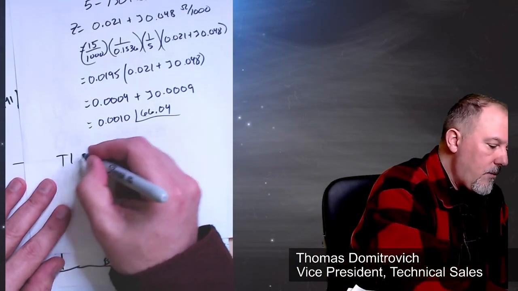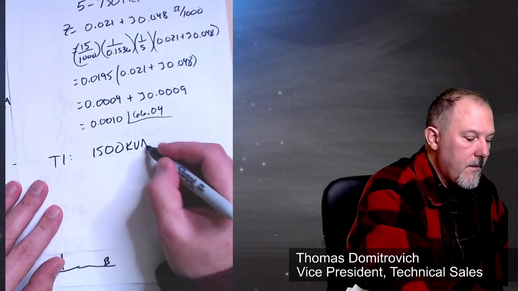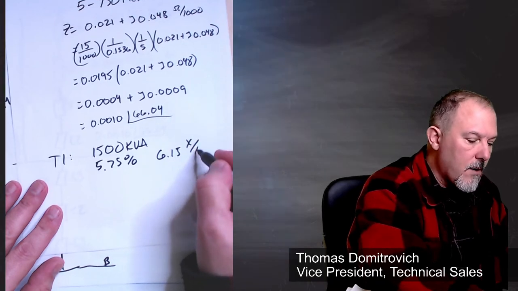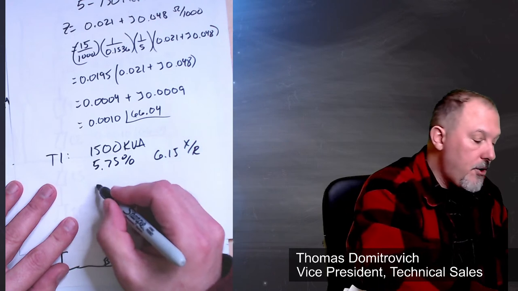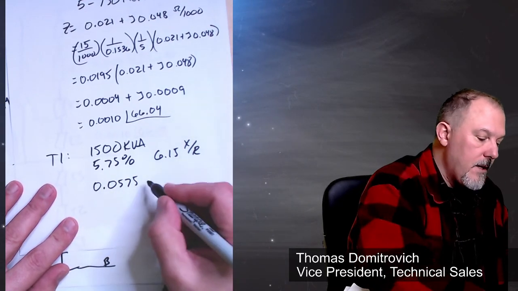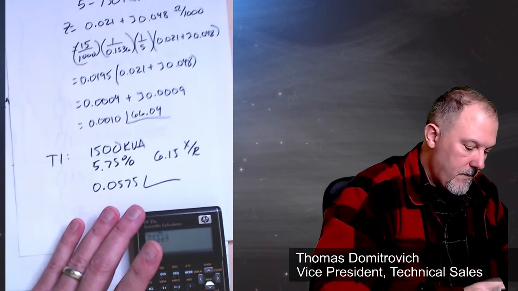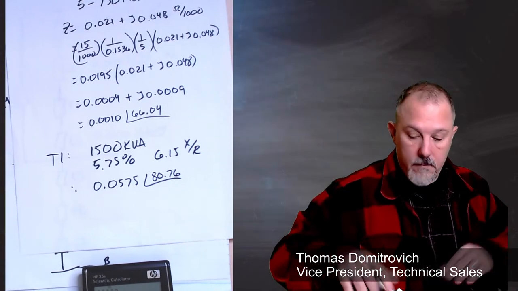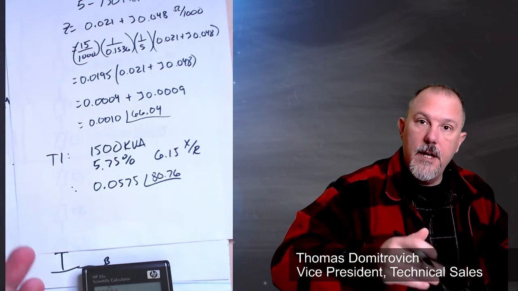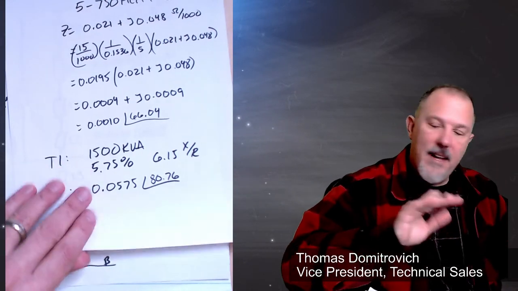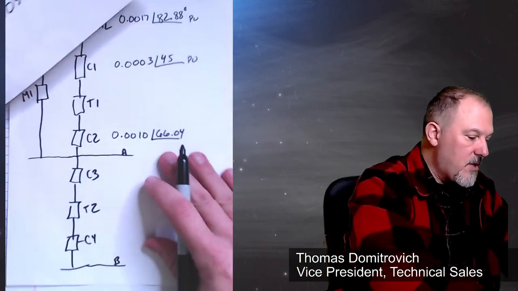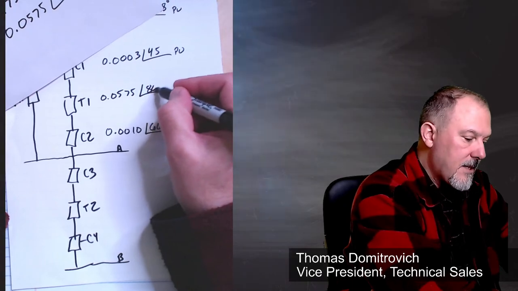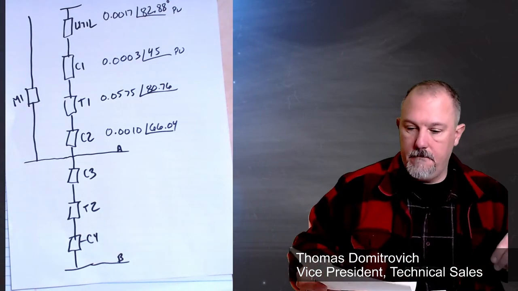Do it here. T1, 1500 kVA, 5.75% at an X to R of 6.15. To get that to per unit, I do 0.0575 at an angle of inverse tangent of 6.15, which is 80.76. And T1 is done. Isn't that easy? Because it's already in per unit. It's already at my 1500 kVA base. If I had my base at any other value, I'd have to change that 0.0575. So let's put T1 in there: 0.0575 at an angle of 80.76. I'm loving it. All right, so that's conductor 2.